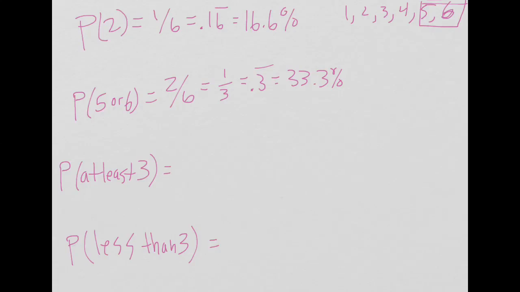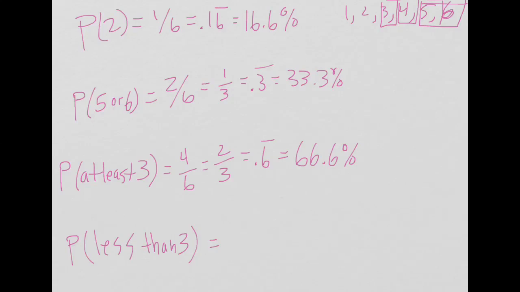Part 1c, probability of at least a 3. So if it's at least a 3, then, well, I could get a 6, I could get a 5, I could get a 4, and I could get a 3 also, because 3 is definitely at least a 3. So there now are 4 ways I could get a successful event rolling this die once if I'm looking for at least a 3. So 4 out of my total 6 ways is going to reduce to 2 out of 3, 2/3. Again, as a decimal is going to be 0.6 repeating. As a percent is going to be 66.6%.